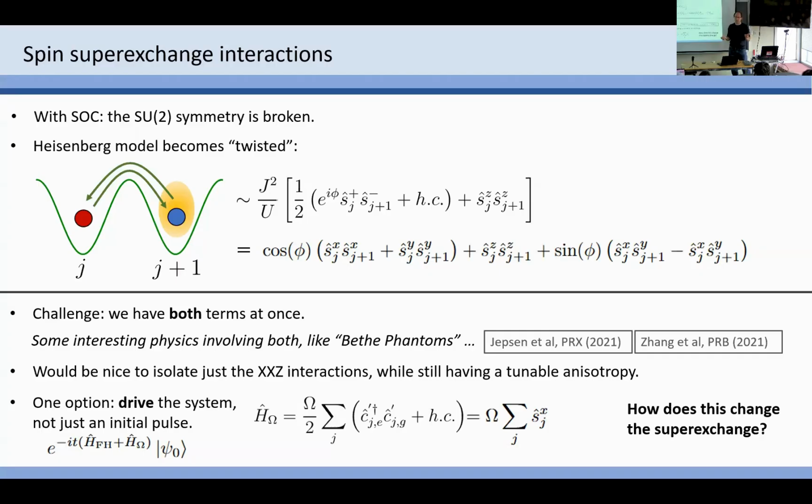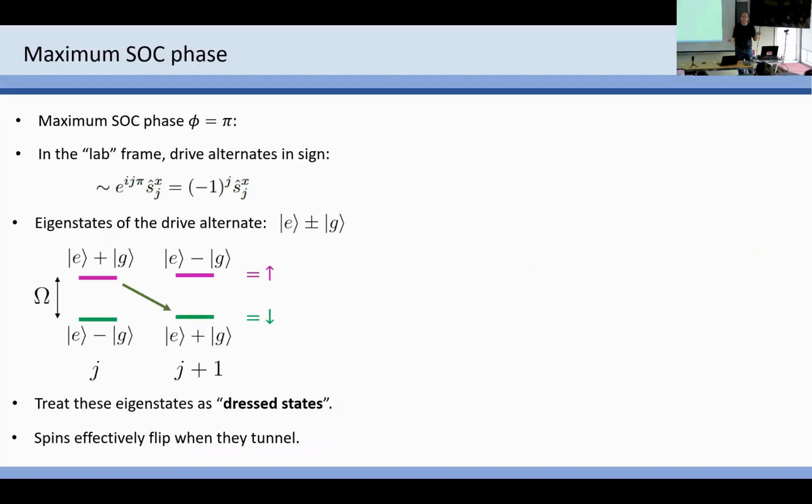Now, one way to do that, which we'll explore, is basically to drive the system. Instead of just doing an initial Ramsey pulse, I keep my Rabi drive on throughout the quantum dynamics. So we study e to the minus iHt, with the Fermi-Hubbard model plus the Rabi drive as well. But how does that tune the superexchange? Well, you can just do a degenerate second-order Schrieffer-Wolff and get the Hamiltonian, and that all works just fine. I'll show you in a moment.